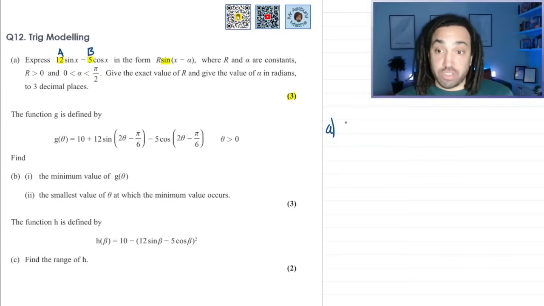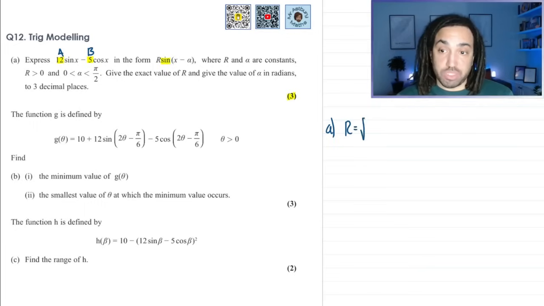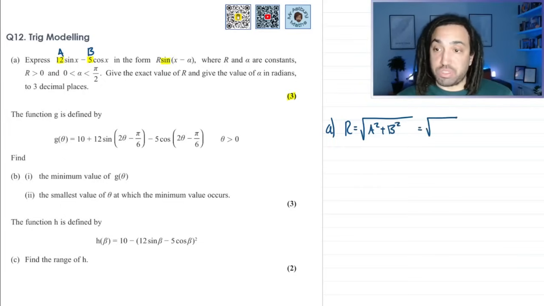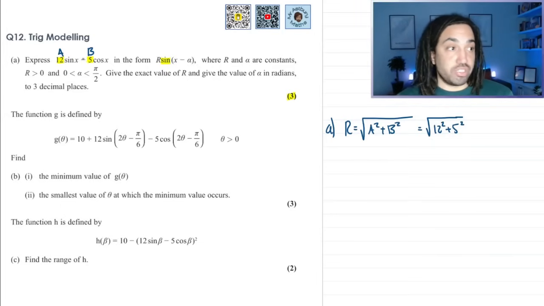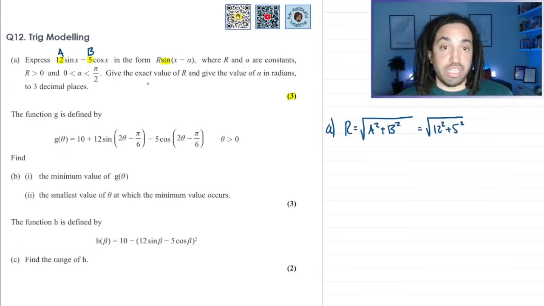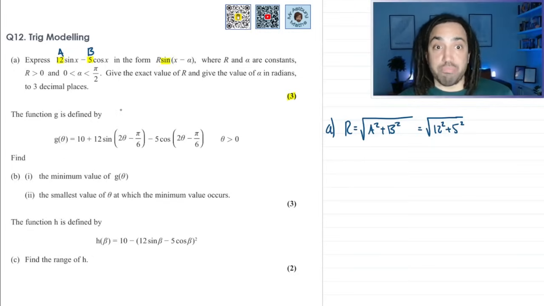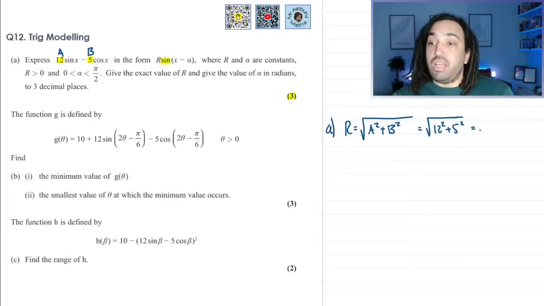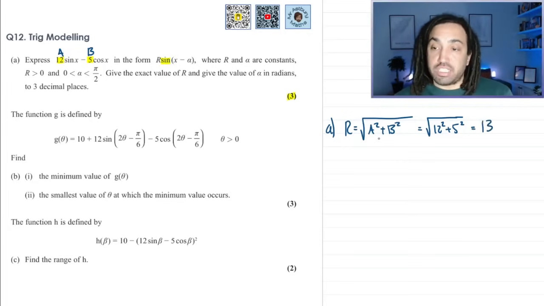And that's all I need to know, because r is equal to the square root of a squared plus b squared, which in this case is equal to the square root of 12 squared plus 5 squared. Notice as well, I do not pay attention to this sign here or this sign here. It doesn't matter. I'm just looking at the number part. So 12, 5, always positive. And that equals 13. It's a Pythagorean triple.